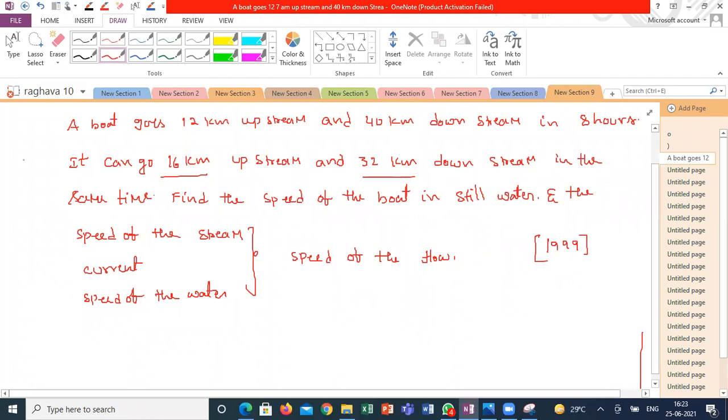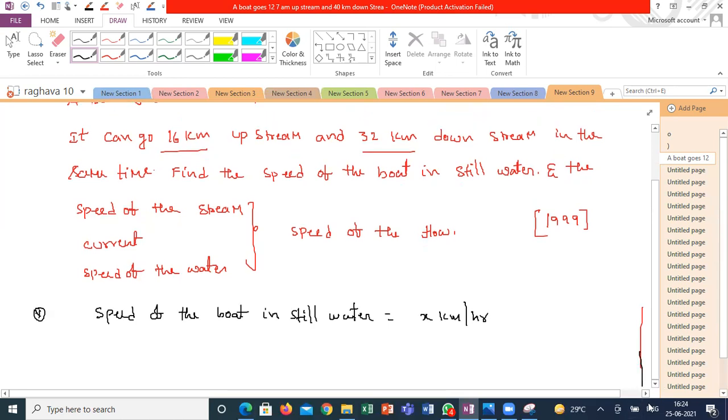You can't say speed of the still water. Speed of the boat. Still water means the water is at rest, so how can you say speed of the still water? Speed of the boat in still water. Yes, sir. That is x kilometers per hour. Correct? I think this is what you are trying to say.